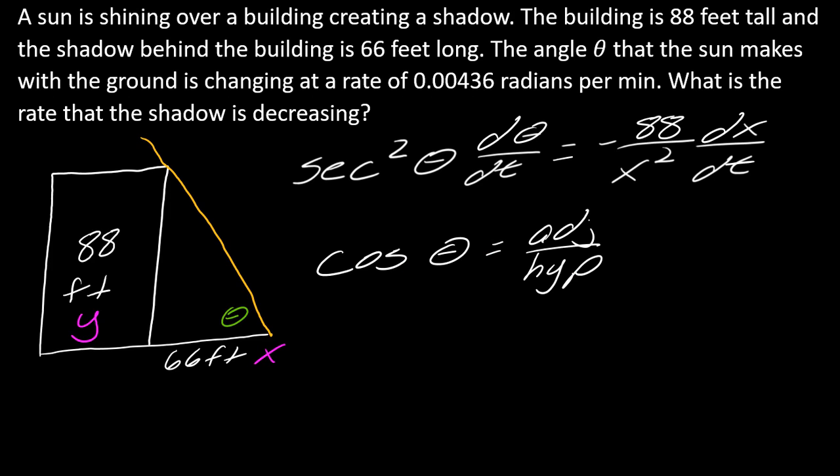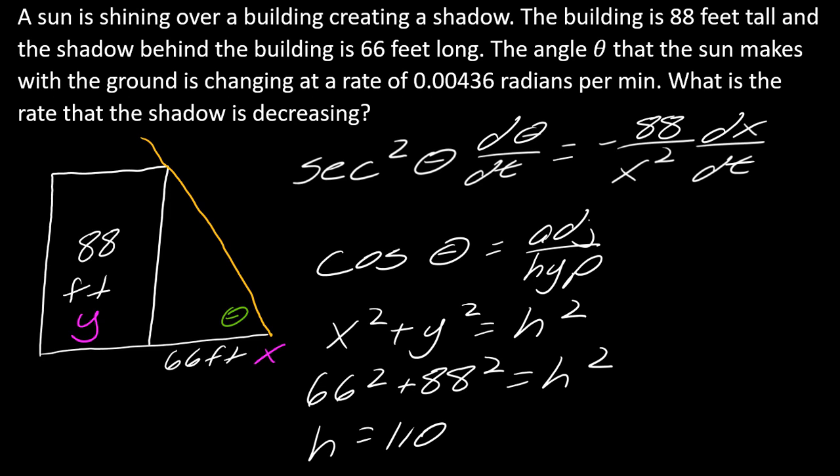So, going back to the same explanation I had in the last one, I know that cosine is the adjacent side over the hypotenuse. Using that, I need to figure out what my hypotenuse is. I've got x squared plus y squared equals h squared. In this case, this is just going to be the building and then the shadow. So plug all that in. I get that my h is going to be equal to 110 when I go through all the work to solve this.